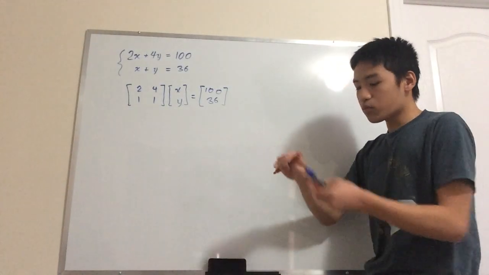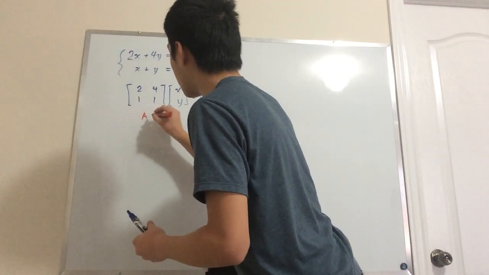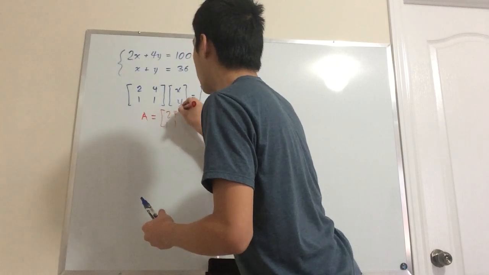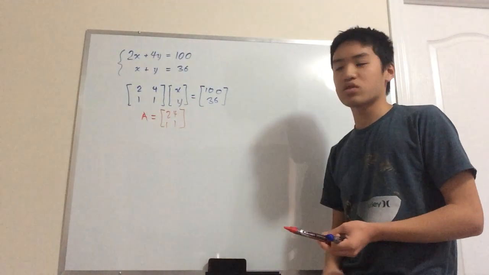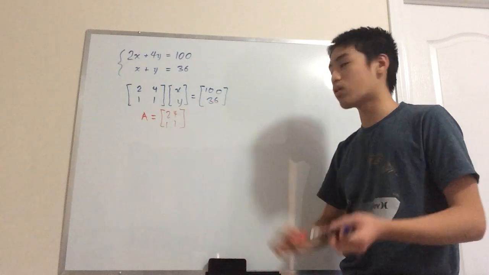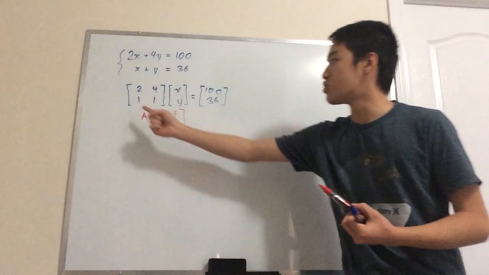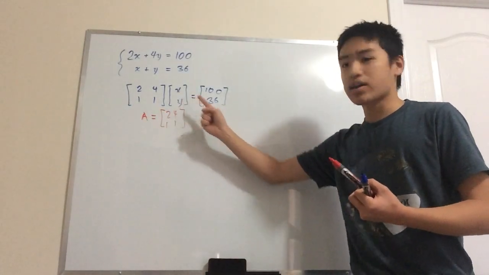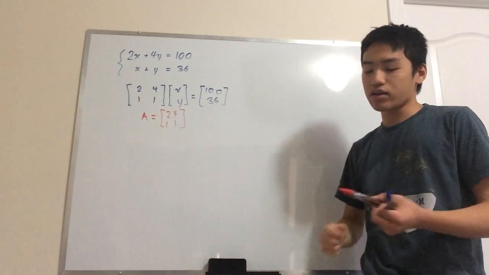Now, I'm going to call this matrix A. So A is going to be equal to 2, 4, 1, 1. And what we're going to do is try to find an inverse matrix, A to the minus 1. The reason for that is we'll be able to apply the inverse matrix on both sides of this equation, and we will isolate the vector xy and be left with another vector with nice values.